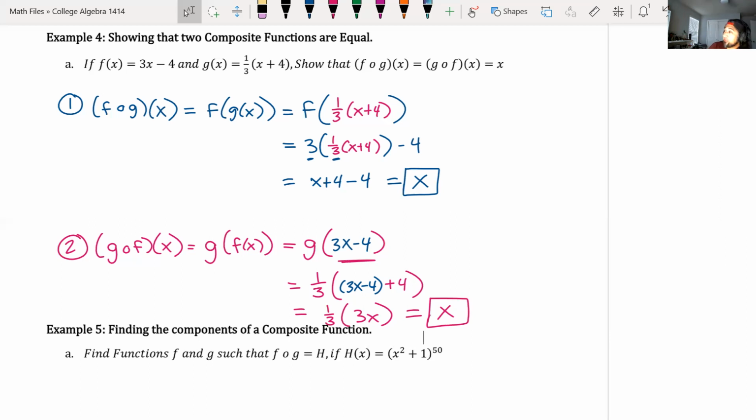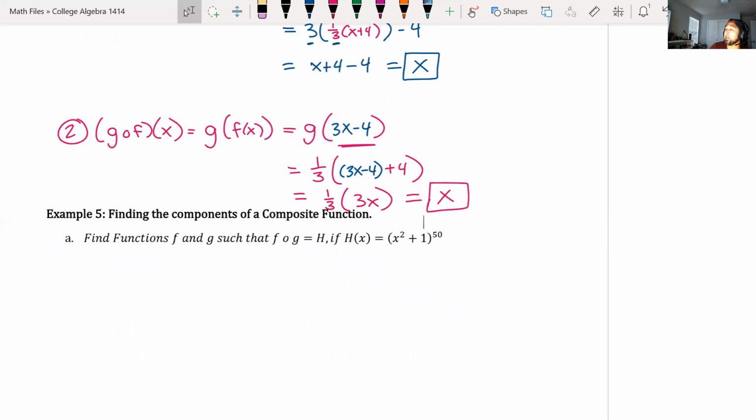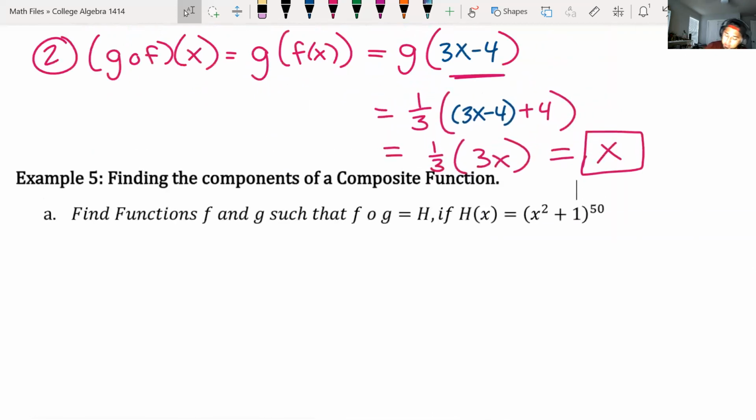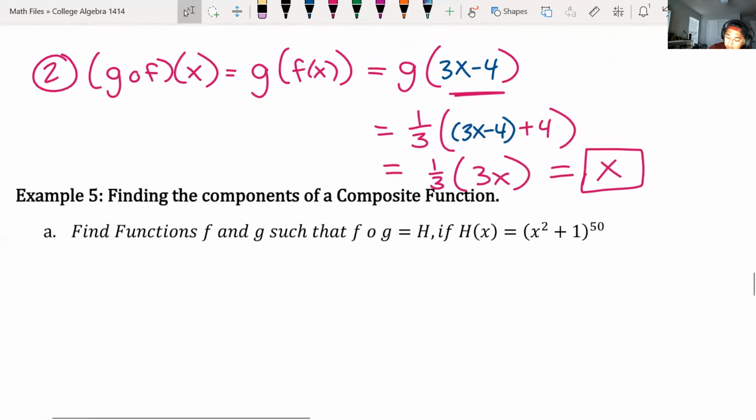Number 5, we now work backwards. We're given a composition function, and it wants us to figure out what f and g are. And the answers could be many. So let's have fun with this. Number 5, find functions f and g such that the composition of f and g equals h, and h of x equals x squared plus 1 to the 50th.